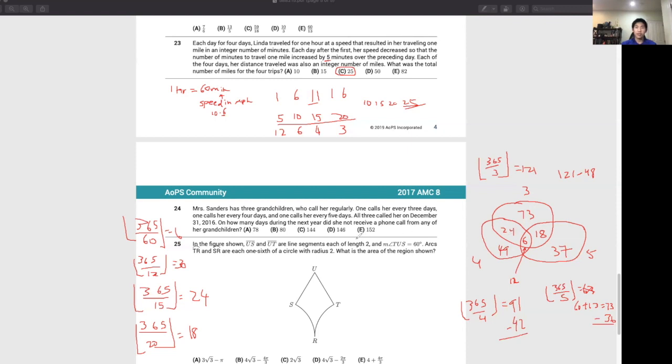We want the number of days that none of the grandchildren called, so we have to add all of these up and subtract from 365. So we can do that, add up all these numbers, subtract from 365. I won't do it here, but you'll get 146.